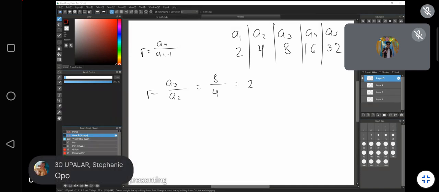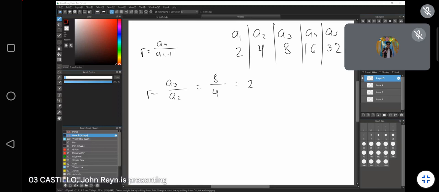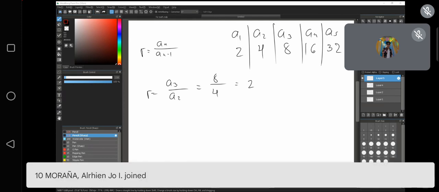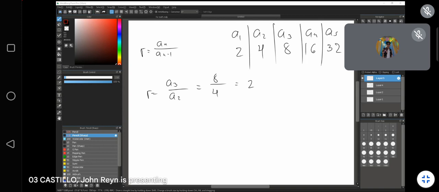Okay, remember that, ha? So if I ask, r is equal to a subscript of n over a subscript of n minus 1. If I ask, between 8 and 4, which is a subscript of n minus 1? Don't tell me 8, because you'd be wrong. It should be the 4. Between 8 and 4, it's always like that.